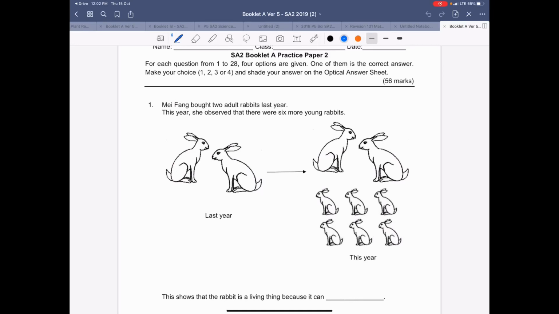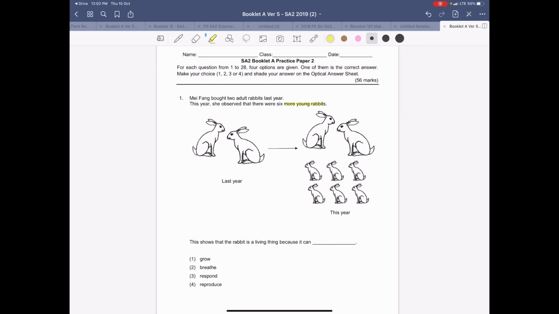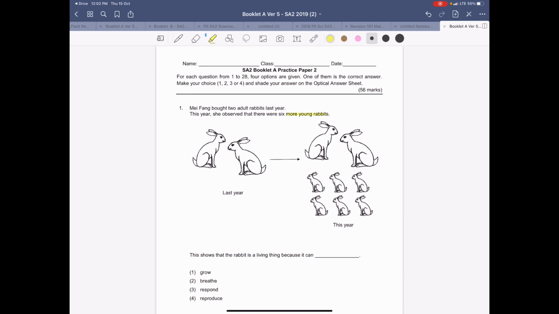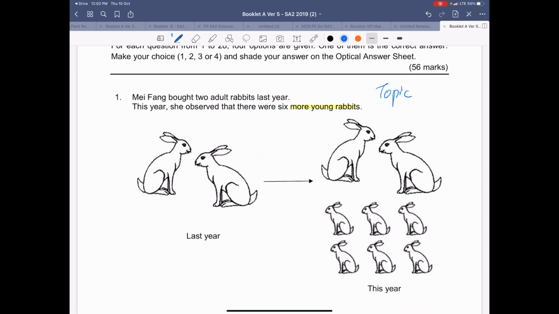Alright, so today we're starting off with booklet A, practice paper 2. Mei Feng bought 2 rabbits last year. This year she observed there were 6 more young rabbits. So looking at this, we know that the topic being tested is classification of living things, or specifically, the topic is classification.